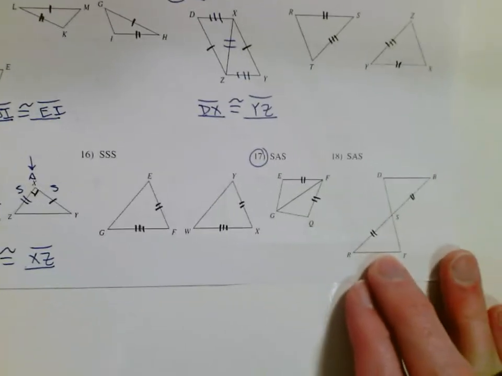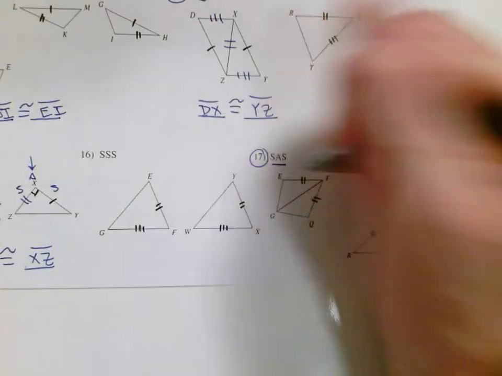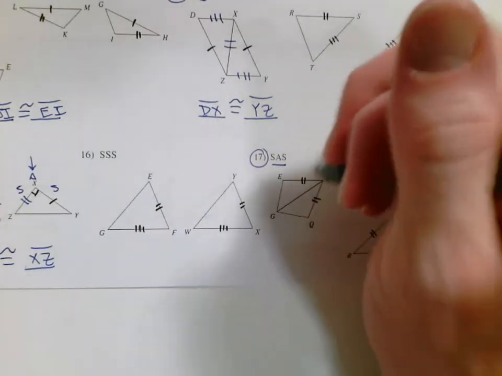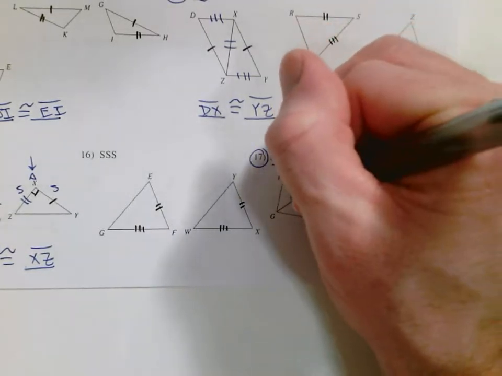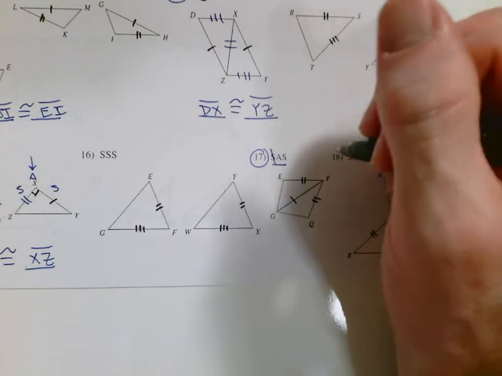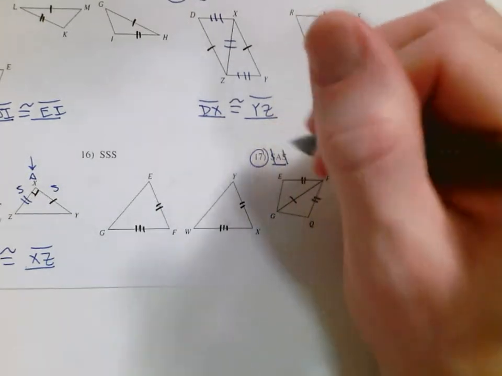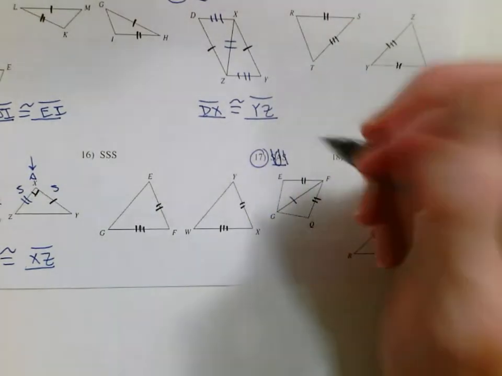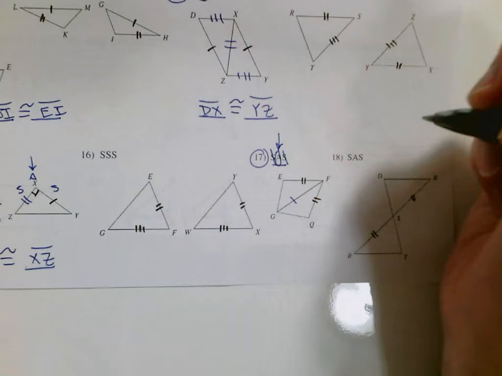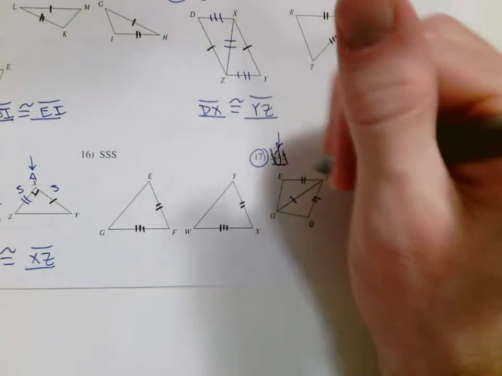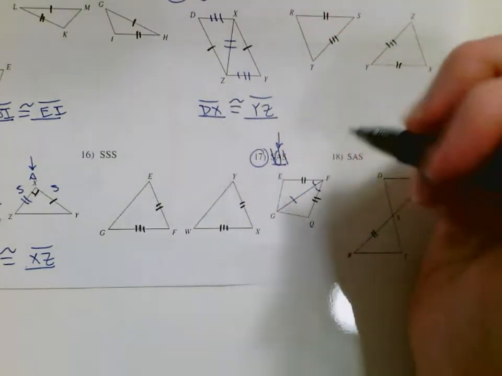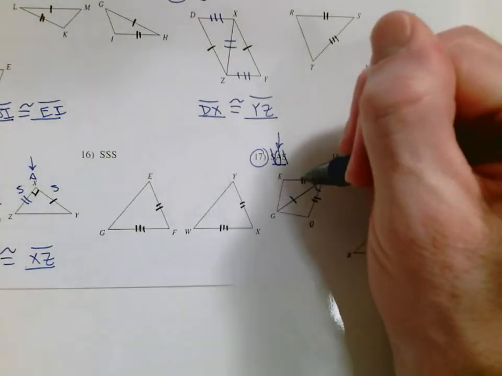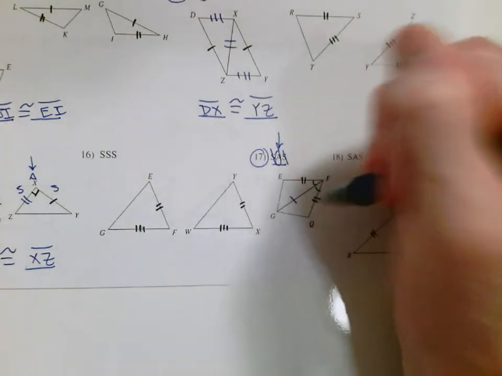Last one of this type. We're required to use SAS. I currently notice that we have one pair of sides. I know that there's also this second side, GF, is congruent to itself, so that takes care of this S. But then that means I need to make a statement about an angle, specifically an angle that is included between the sides. So that means that I must list this angle congruent to that angle, because then it would be side, angle, side, congruent to side, angle, side.